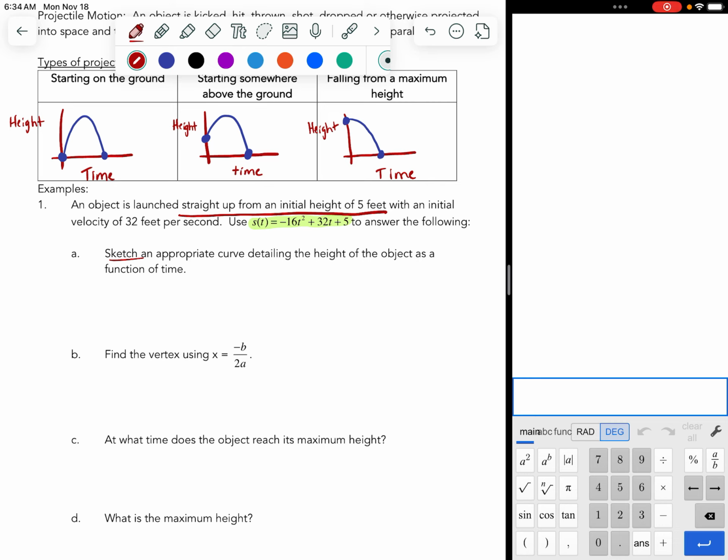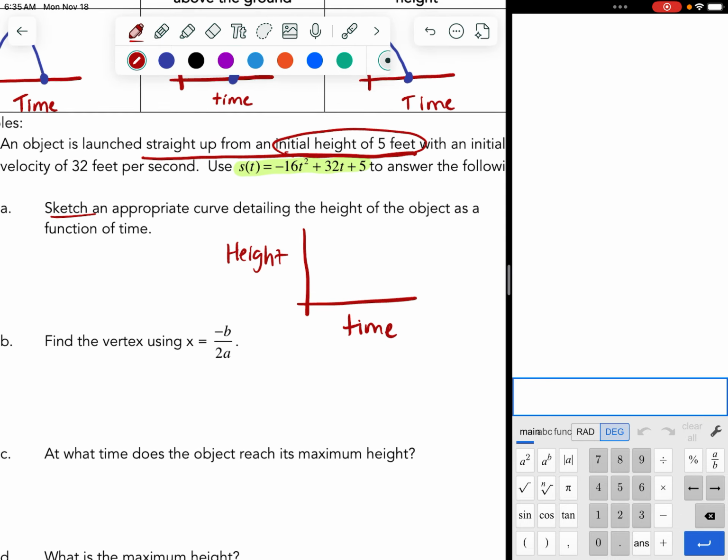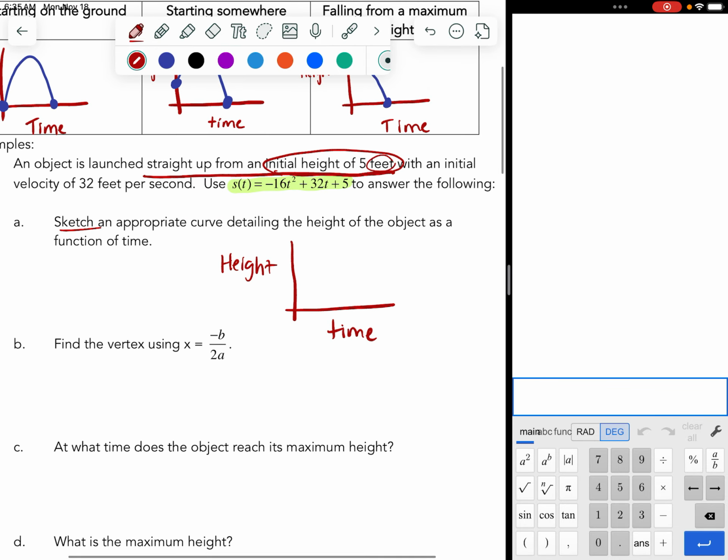If it starts from an initial height of 5 feet, then it's not starting on the ground. So I'm going to make my height and my time. Now, since I have a situation here, I'm going to put some units on it. This does say 5 feet, so I know my height is in units of feet. And it says velocity is 32 feet per second, so I know my time is in seconds.